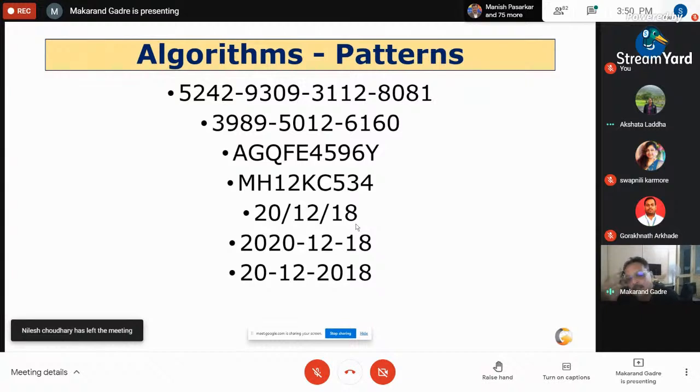So how will you find? Now let's write an algorithm. If I get this string, I have to figure out what it is. Algorithm to match my pattern. What would be the algorithm here?